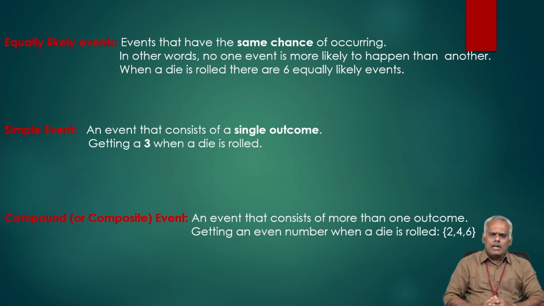Simple event: an event that consists of a single outcome, that is an elementary event, is called a simple event. Compound or composite event: an event that consists of more than one outcome. For example, getting an even number when a die is rolled, that is 2, 4, 6. So this event is a compound event. It consists of 3 simple events.